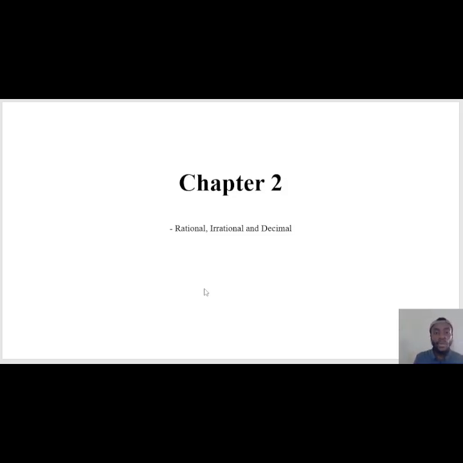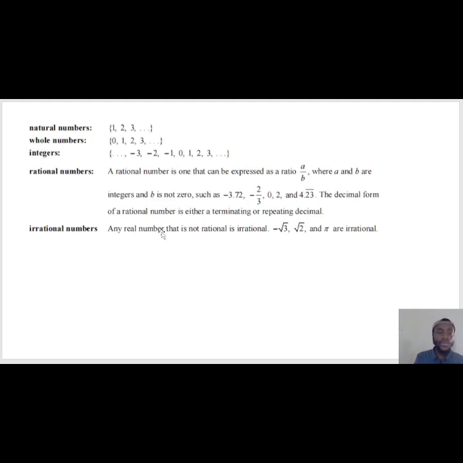Now for this particular one, we'll be discussing rational, irrational, and decimals. So I have this short note for you. Now, if we were to discuss natural numbers, what are natural numbers? They are just counting numbers. Like, for instance, you can't say that somebody is number zero, but you can start with number one, number two, number three. So those are natural numbers.